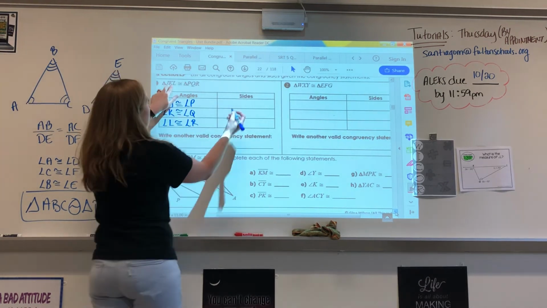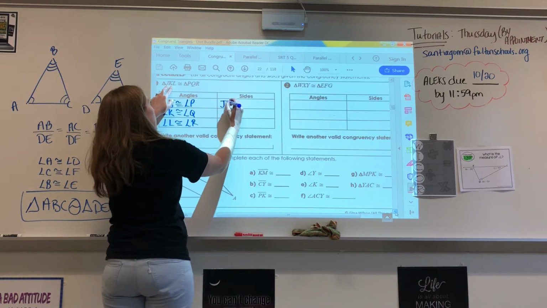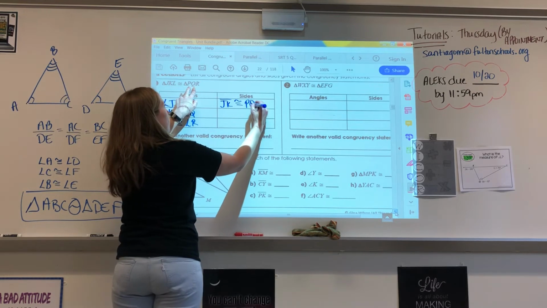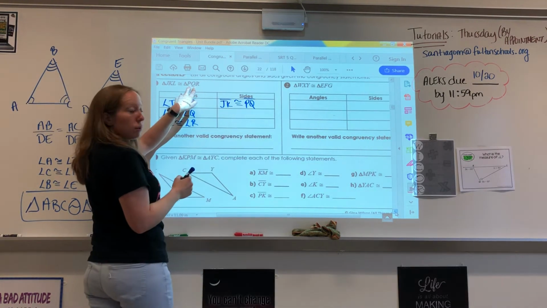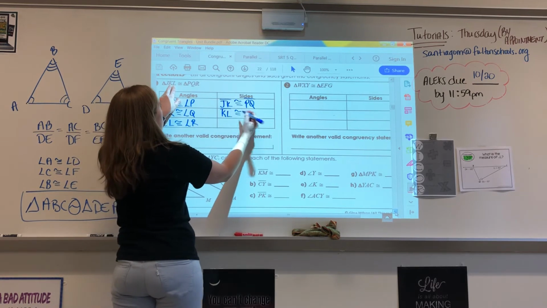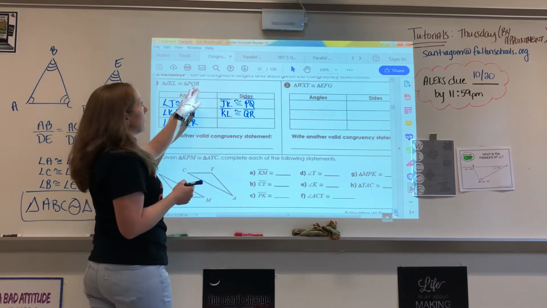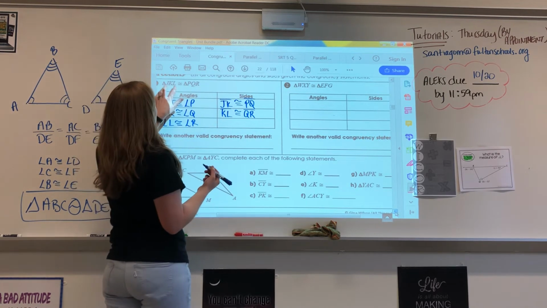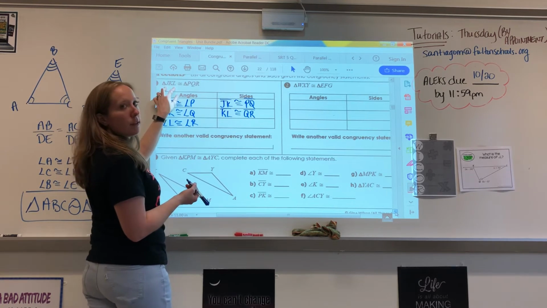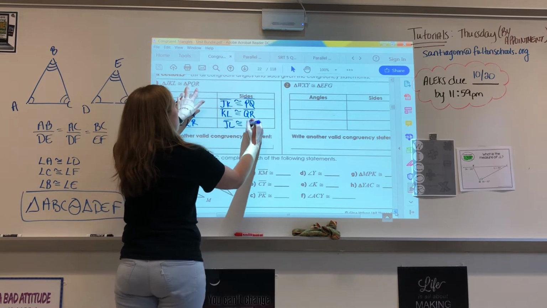So I'm going to look. I have, remember, two letters for a side. JK would be congruent to PQ. They're both the first two letters. Okay? Last two letters, I have KL is congruent to last two letters, QR. Okay? Then I would have, I did first and second, second, third. Let's do first and last. So JL is congruent to PR.